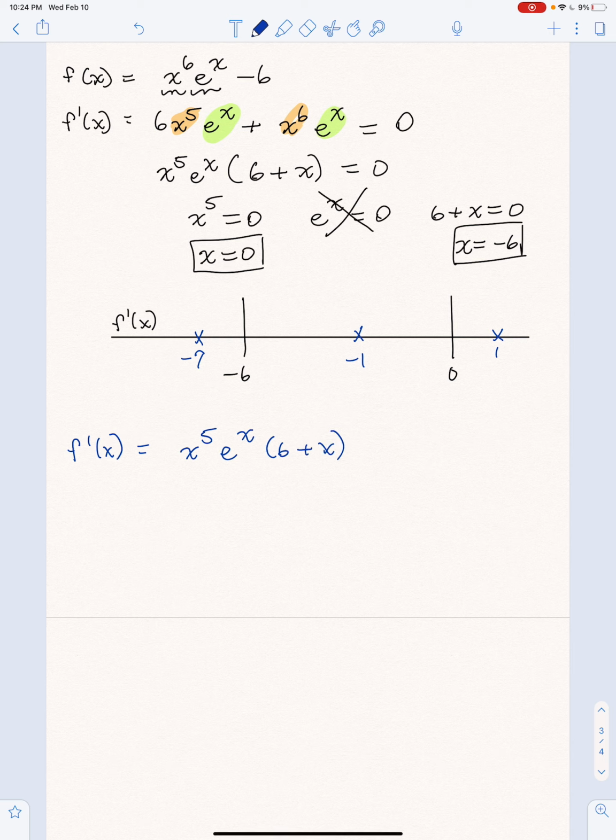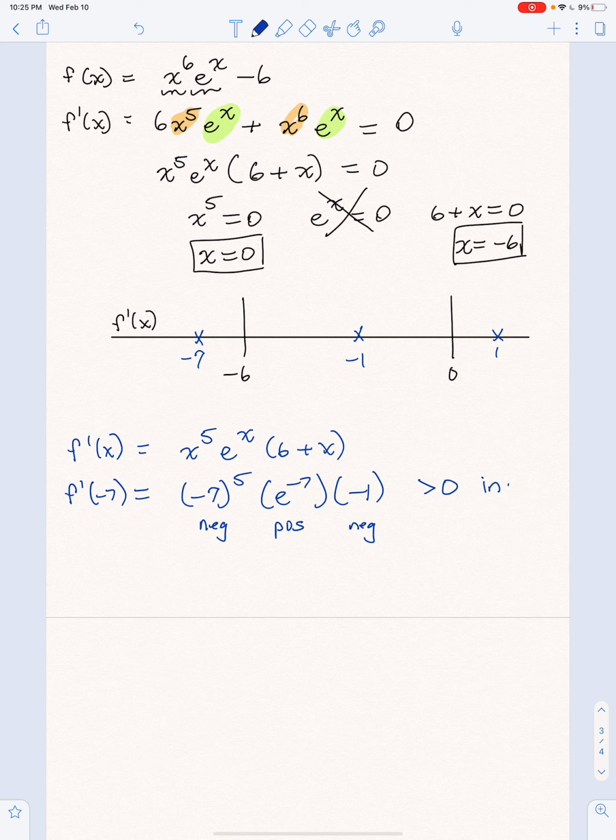So if I plug in negative 7, and again, you're welcome to use your calculator, I'm just going to do this a different way. We have negative 7 to the fifth times e to the negative 7 times 6 minus 7, which is negative 1. Now, this is negative, this is positive, this is negative. So all I care about is that the result is going to be positive, which means the function is increasing at negative 7.